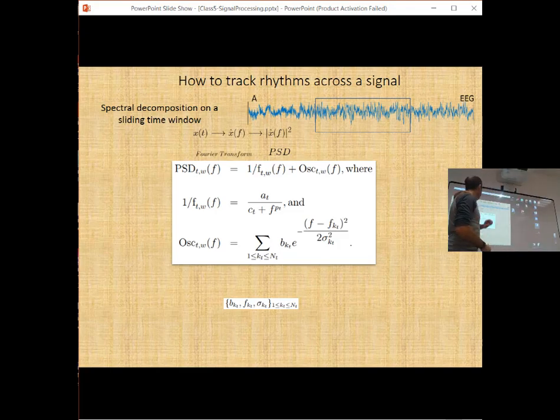So, you have a sliding window. On this sliding window, I will approximate the 1 over f component using a function that depends on time t. This is time t, t plus delta t. You have your sliding window. You calculate the power spectrum, and you get something like this. It will have something of this shape.